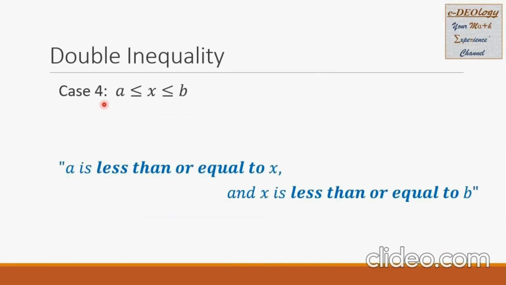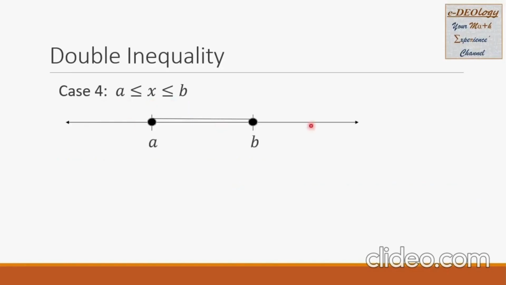Case 4, when we have A is less than or equal to x and x is less than or equal to b. On the number line, we put the A and B, making sure that A is on the left side, being the lower number. And then we will connect the two numbers. Numbers of the solution set are between the A and the B.